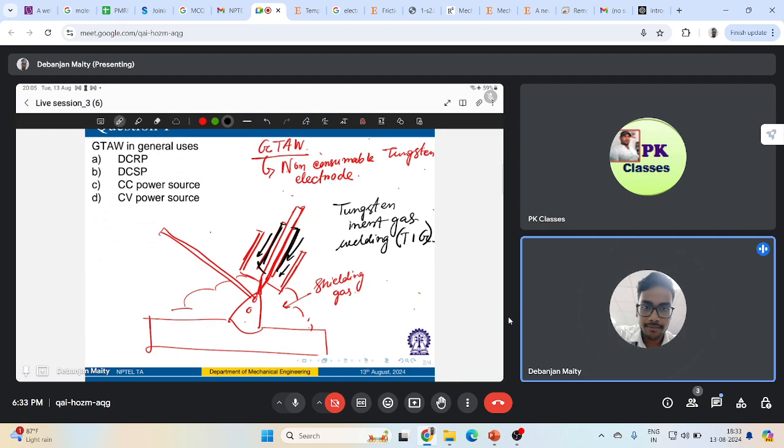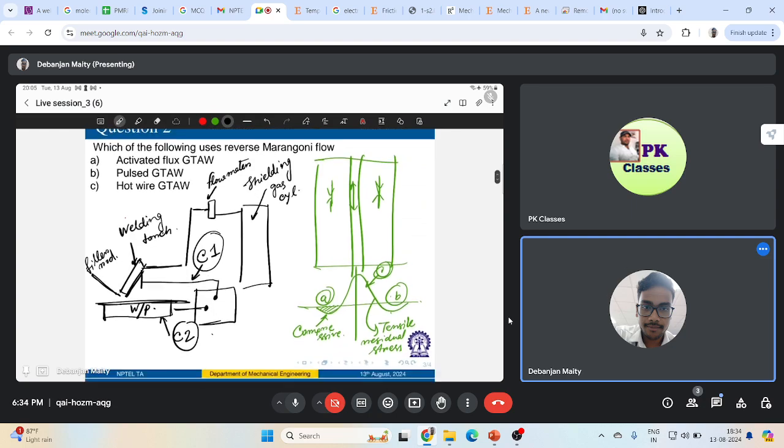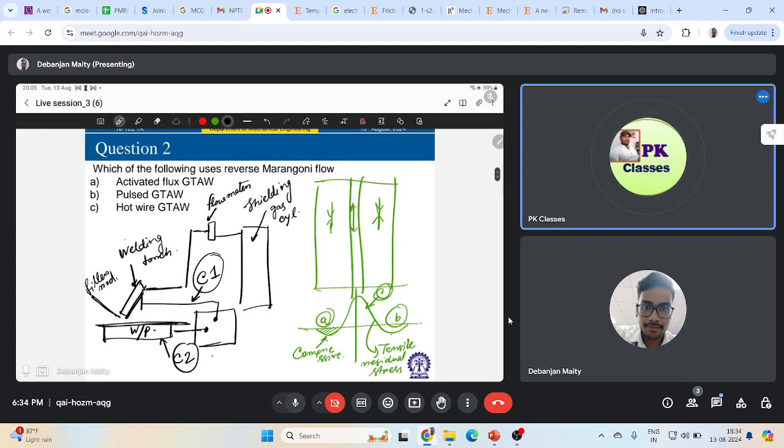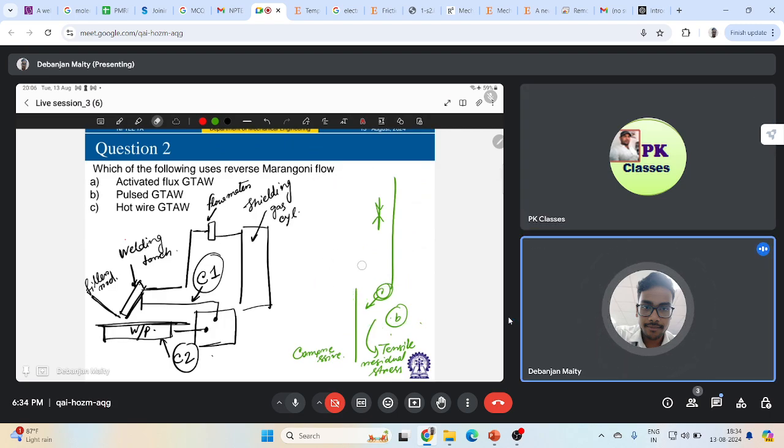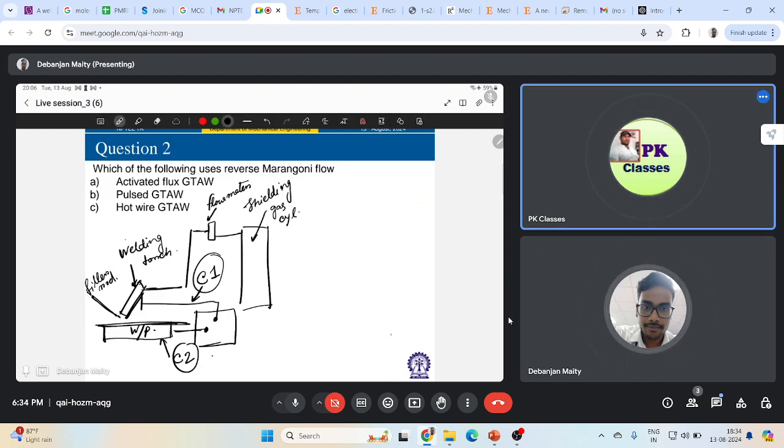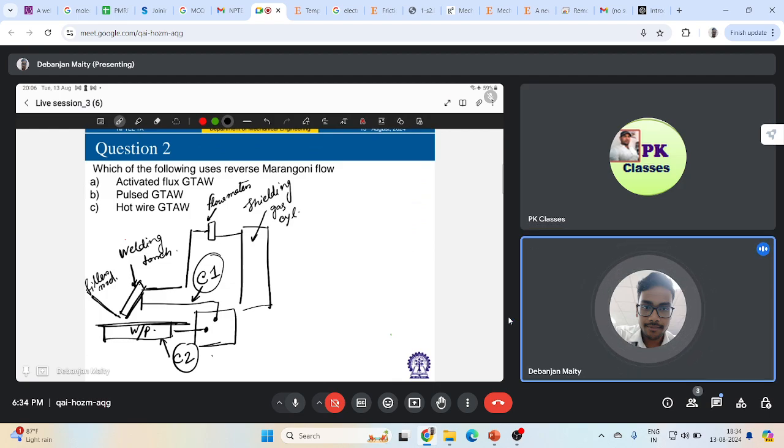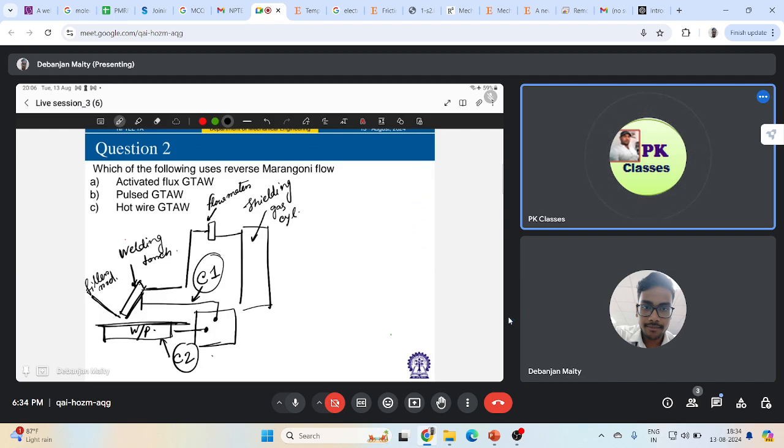Now there are different polarities that come into the picture to do this operation. What are those polarities? Reverse polarity and straight polarity. Sir, which material is used for the filler metal rod? You can use similar metal or dissimilar metal based on your application. Okay, sir.